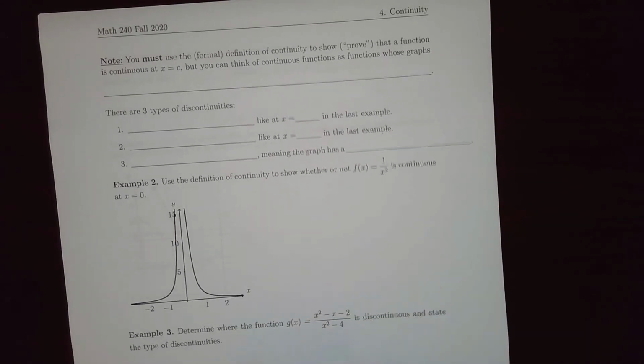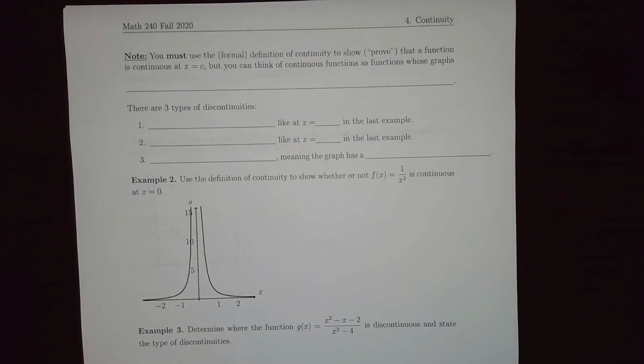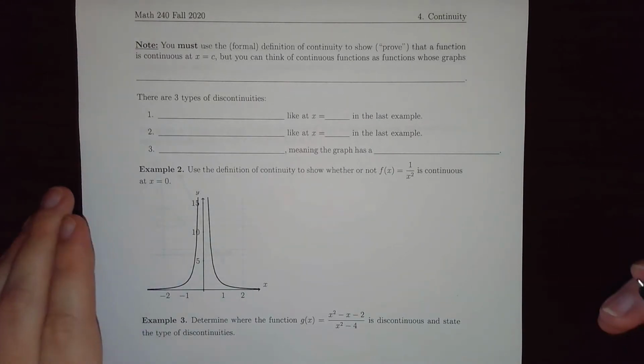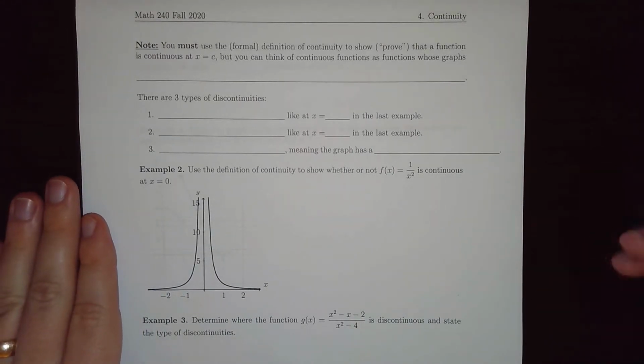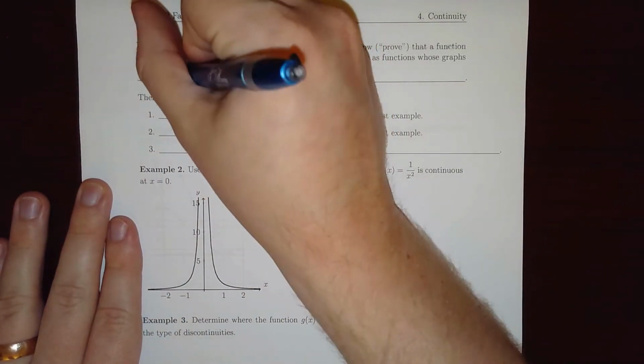Okay, so you have to be able to use the formal definition of continuity in order for us to show or prove that a function is continuous at a particular point. But you can think about it abstractly when looking at a graph as functions whose graphs you can draw without lifting up your pen.